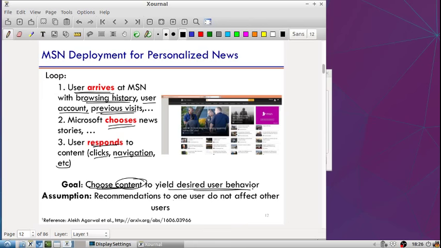So to yield the desired user behavior, the assumption is that recommendations to one user do not affect other users. So maybe I make bad recommendations and somebody closes the page; the next user comes in and they're not affected by me showing suboptimal content. Let's say somebody's interested in sports, but you only show something in music, and there's incompatibility. Things like that don't affect the future. Okay.